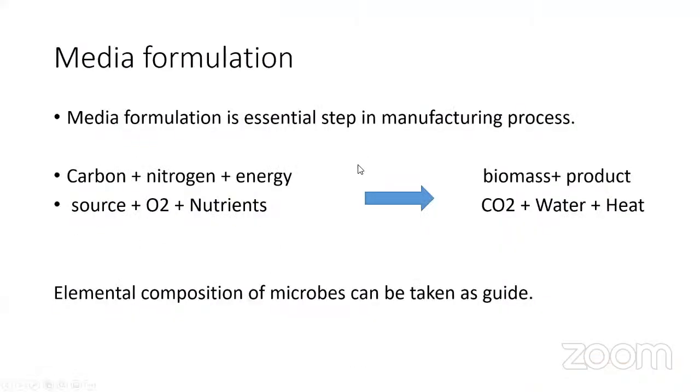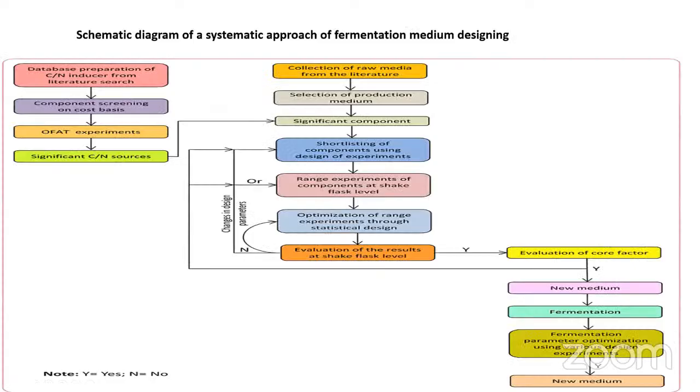When we are formulating a medium for a manufacturing process, we look at carbon, nitrogen, energy source, oxygen, and nutrients, all of which are very crucial for the growth of the organism. At the end of it, we should have the biomass, that is, cells that have grown enough, and the product of interest has to be in a high concentration. Carbon dioxide, water, and heat are also produced, and there needs to be a mass balance between what is coming in and what is going out of the system. The elemental composition of the microbe is usually considered a guide when we are designing our medium.